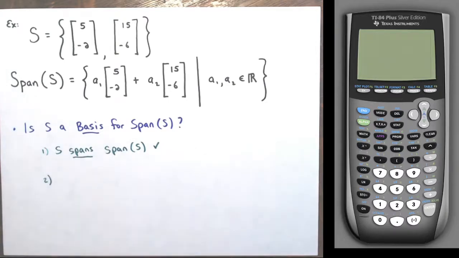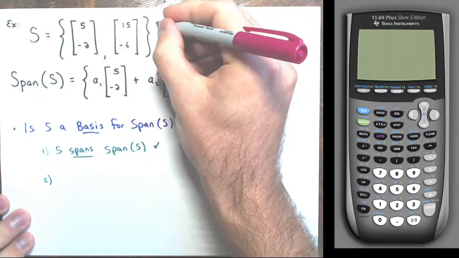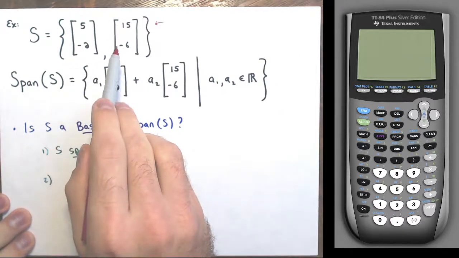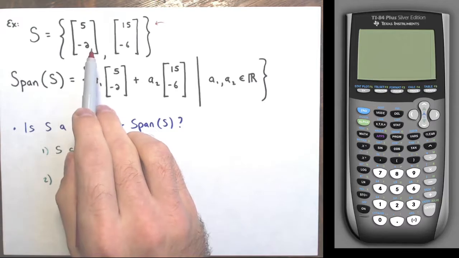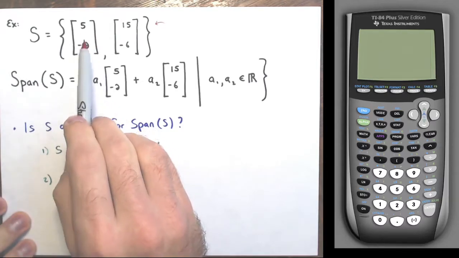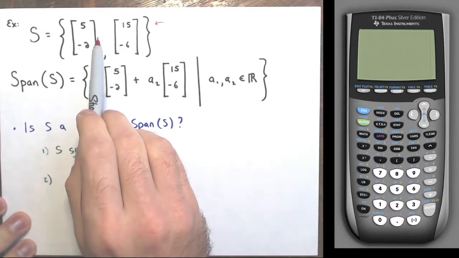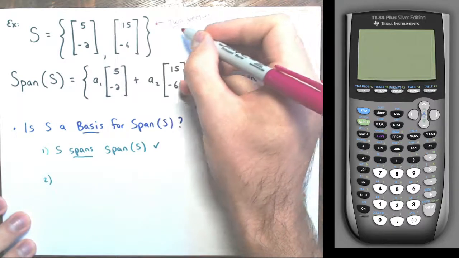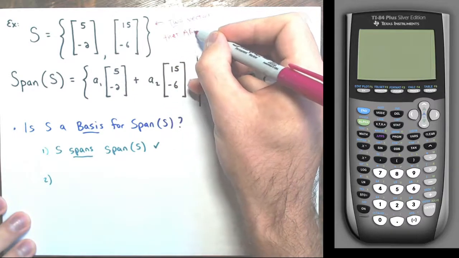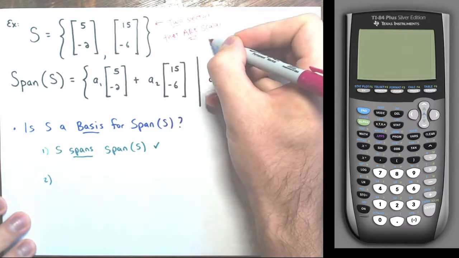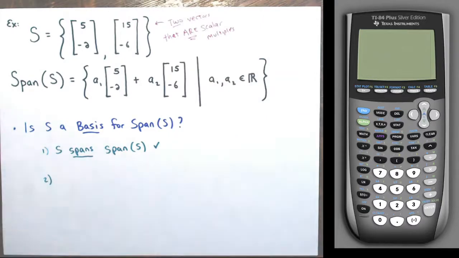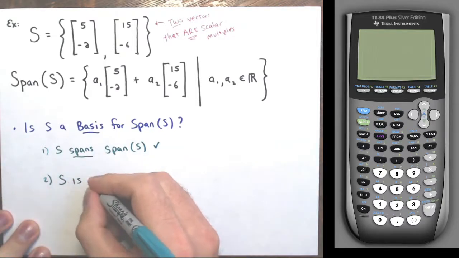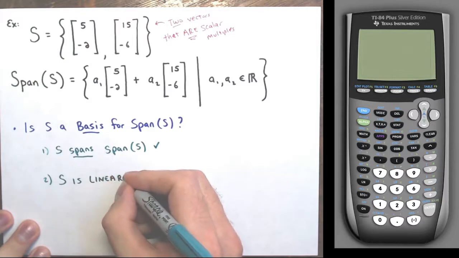Now, is S linearly independent or linearly dependent? All right, so this time I have two vectors, but they are scalar multiples of one another. If I were to take (5, -2) and multiply it by the scalar 3, I would get (15, -6). So these are two vectors that are scalar multiples. That means this set of vectors is linearly dependent. S is linearly dependent. Uh-oh.